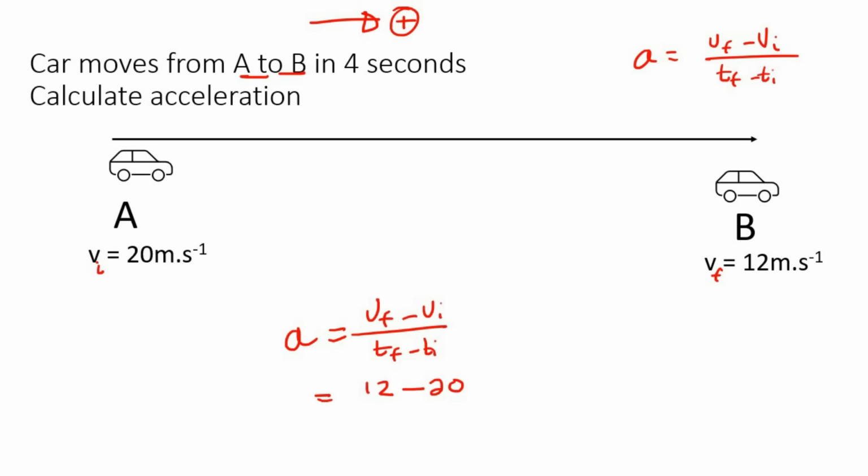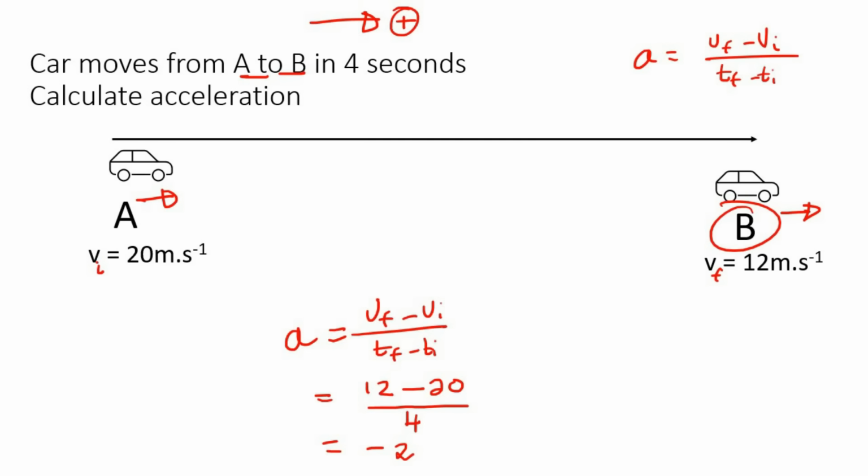And I'm putting positives for both of them because at this point, the vehicle is going to the right, and at this point, the vehicle is going to the right. And so we chose right as positive. Okay. And then the time is just going to be 4 seconds. And if we calculate this, we end up with -2.